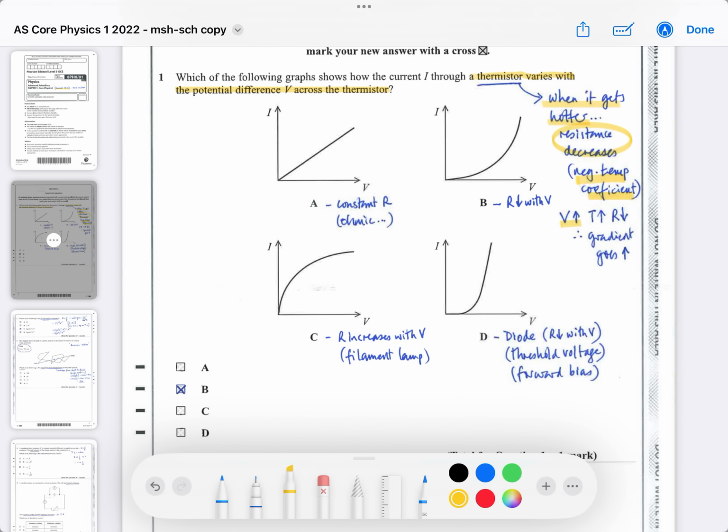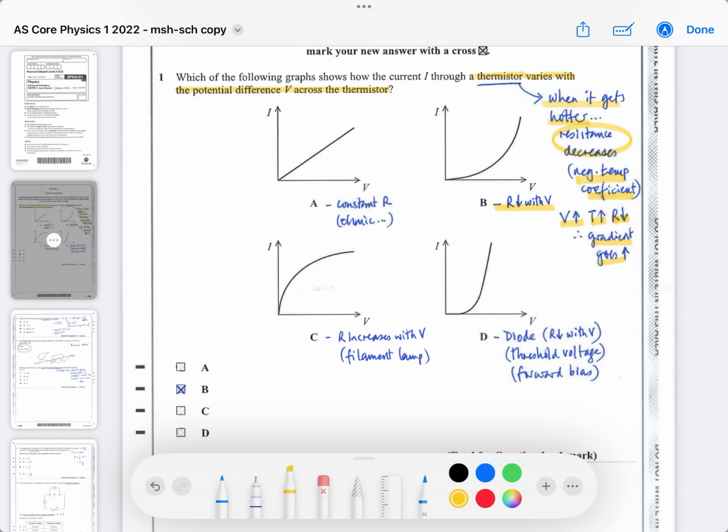So if the voltage goes up, the temperature goes up, the resistance goes down, and if the resistance goes down, since I is on the y-axis, the gradient should get steeper, okay? Because the gradient is the conductance, if you like, rather than the resistance. So the only one which has a decreasing resistance with voltage is B.